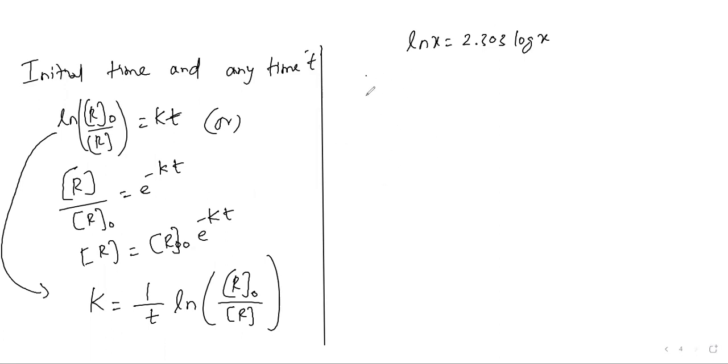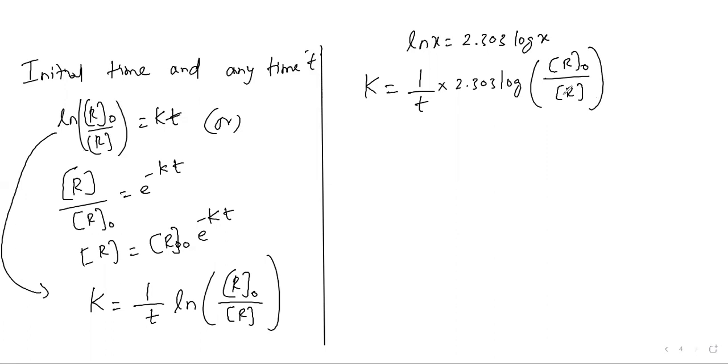Now this can be written as k equals 1 by t into 2.303 log of initial concentration of reactant divided by concentration at some time t. So this is about first order reaction where you know the initial time and any time t. Now we will do the second case, with initial time and the final time.